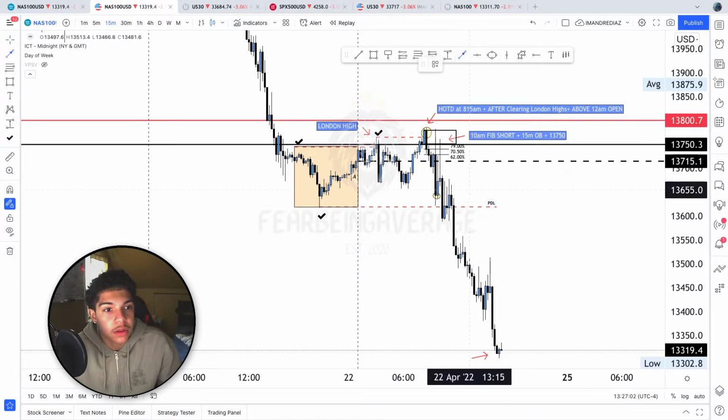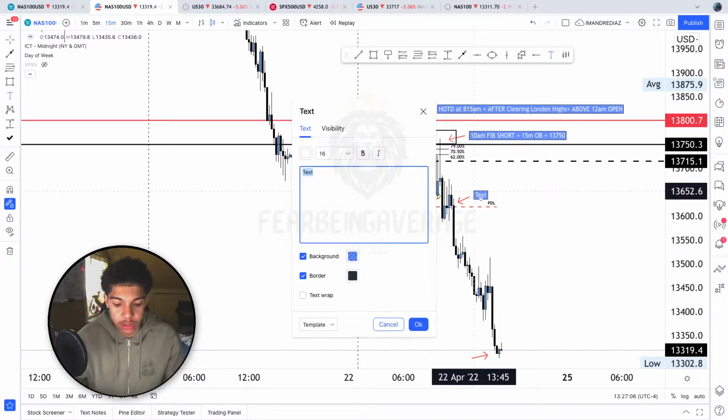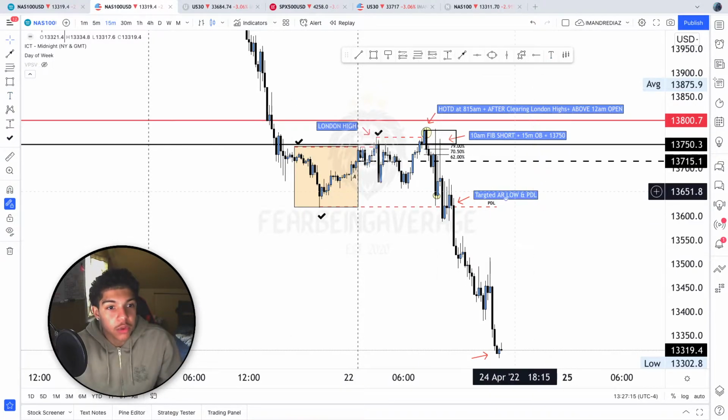Doing what? We came down and targeted the previous day's low along with the Asian range low, and the previous day's low. And these are all areas of liquidity that I always like to target.